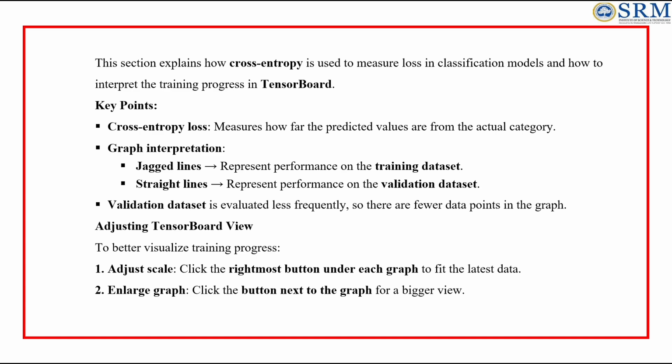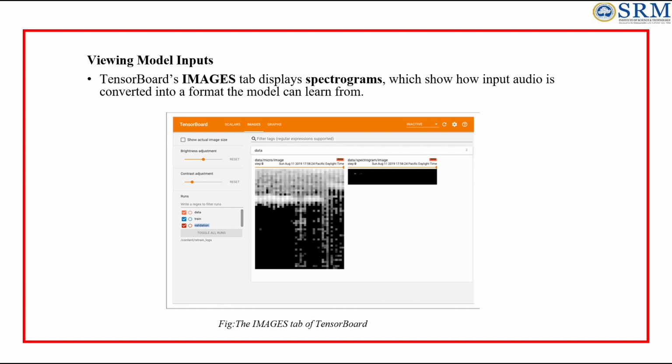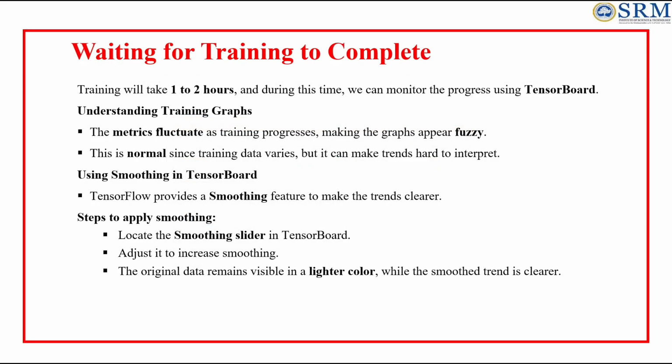Viewing model input. The TensorBoard images tab displays the spectrogram, which shows how input audio is converted into a format that the model can learn from. In this dashboard, we can see the data micro image and data spectrogram image. Next we will see about waiting for the training to complete. Training will take 1 to 2 hours, and during this time we can monitor the progress using TensorBoard.